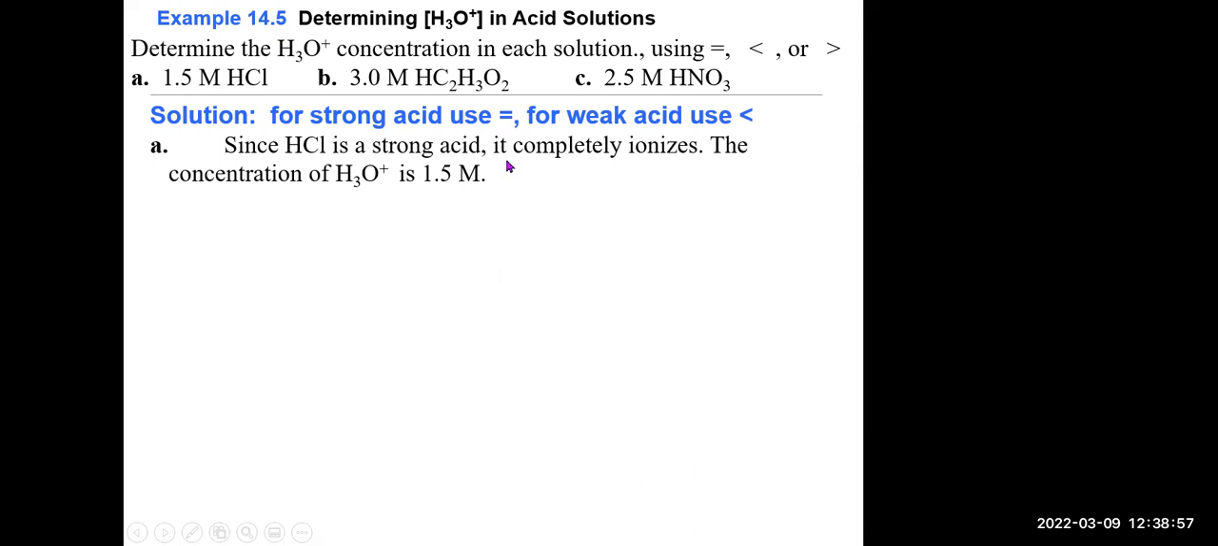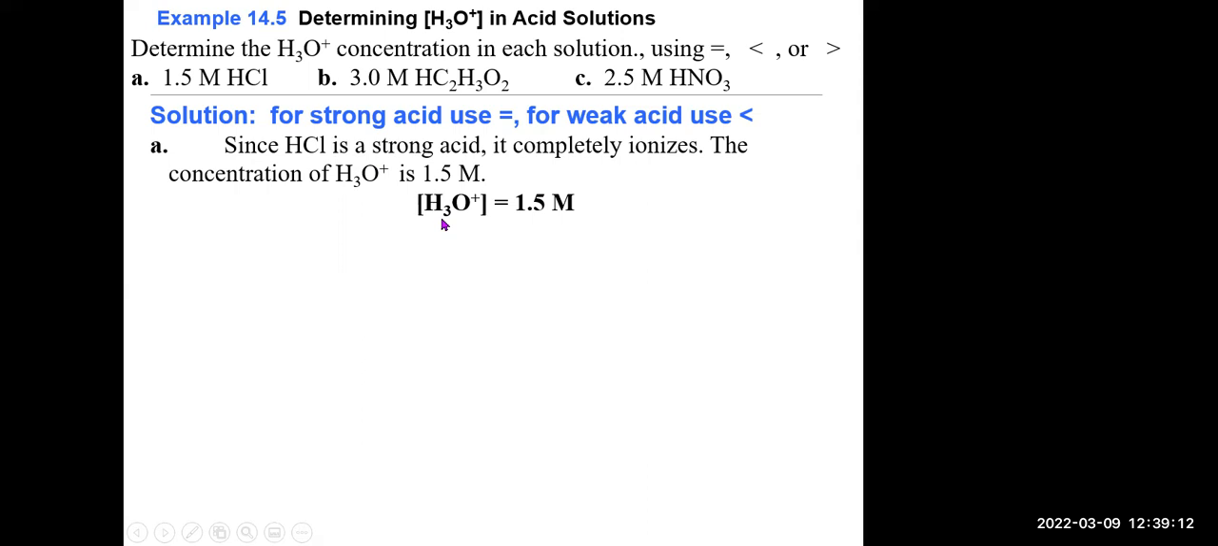If we have a monoprotic strong acid like this first one, we can say equal. Since HCl is a strong acid, it's completely ionized, so the concentration of H3O plus equals the concentration of HCl. HCl is monoprotic strong. So that's why we say equal.